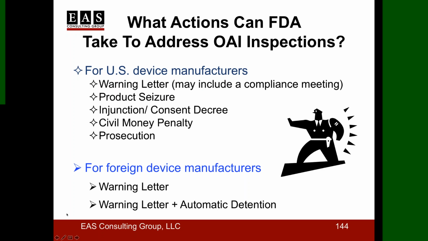For foreign firms, no such thing. You get a 483. If it's major, you get a warning letter. Or if it's very major, then you get an automatic detention. Sorry, product doesn't go into the U.S. That's it. So they can't do these other things like seizures or arrest people. Foreign firms, that is, and initial importers.